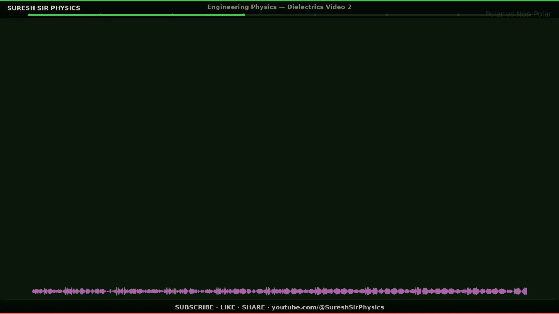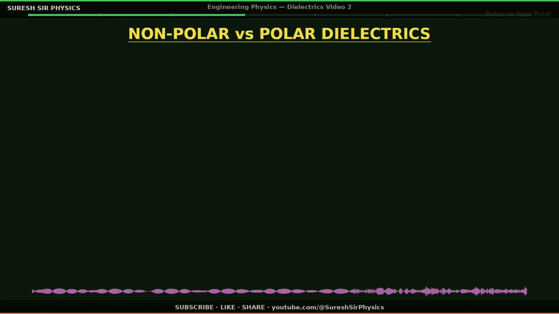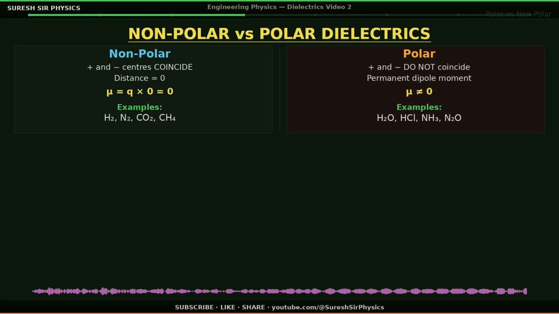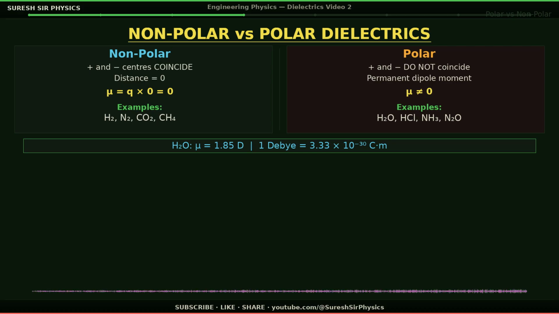According to the nature of dipoles present in dielectrics, dielectric materials are divided into two types. These are non-polar dielectrics and polar dielectrics. First, we will learn about non-polar dielectrics. In non-polar dielectrics, the center of gravity of positive charge coincides with the center of gravity of negative charge. Distance between the two charge centers is 0. Dipole moment mu equals 0. Examples for non-polar dielectrics are H2, N2, CO2, CH4.